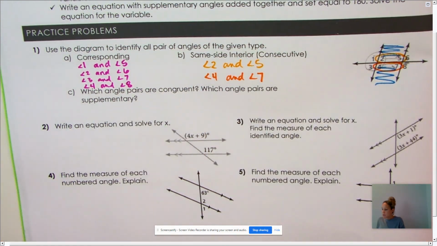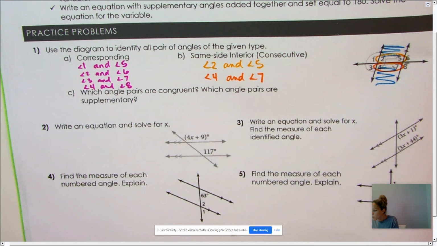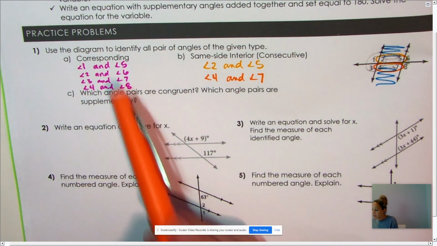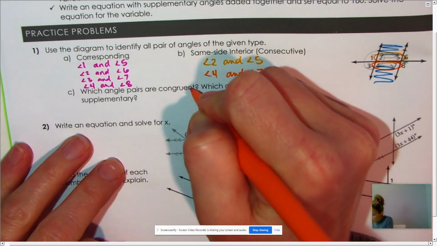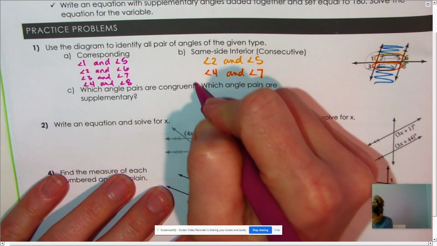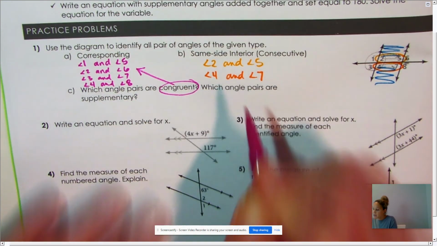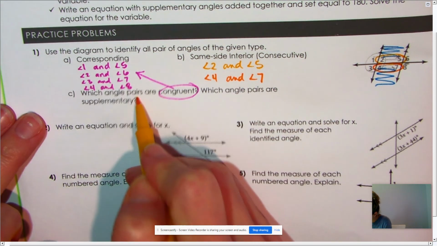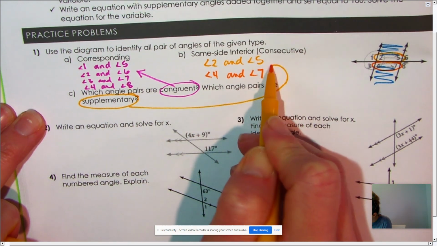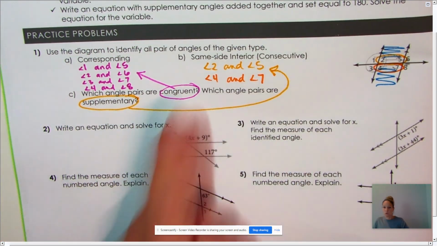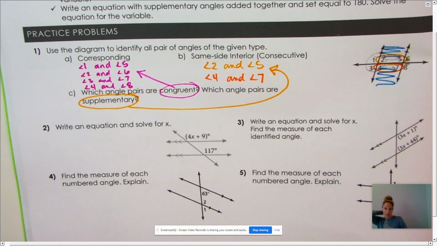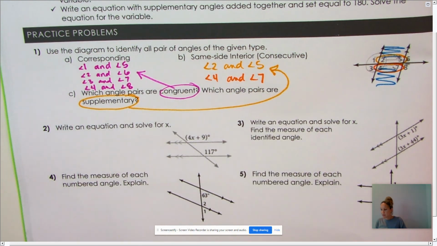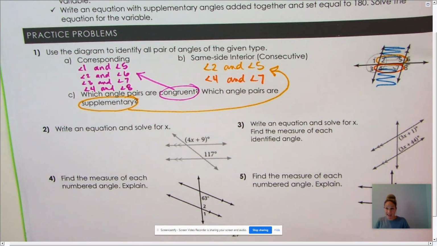Okay, for letter C, it says which angle pairs are congruent and which angle pairs are supplementary. Okay, so all of these ones are congruent. So I'm going to say these ones up here are congruent. All the corresponding angles are congruent. All of the same side interior ones are supplementary. Okay, there's lots more congruent pairs that I could name, but for right now, looking at just the ones in this problem, those ones are congruent, those ones are supplementary. Supplementary, again, remember, adds to 180.